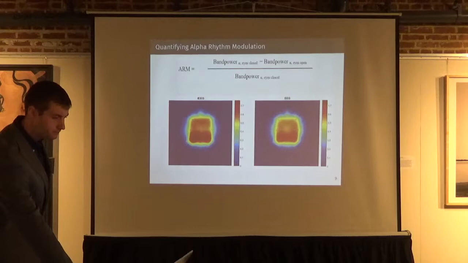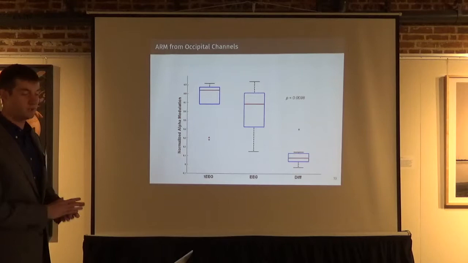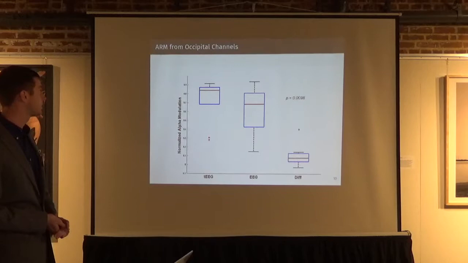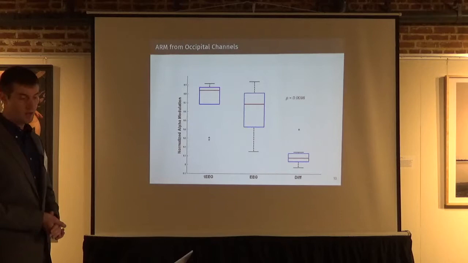So this is a box plot for all sessions, all subjects, comparing the alpha rhythm modulation from the equation on the last slide for TEG, EEG, and then the matched paired difference between the two. And you can see for the majority of subjects and sessions that the alpha rhythm modulation was greater in the TEG. And using a signed rank Wilcoxon test, we did show that there was a significant difference between the TEG and EEG for this metric.